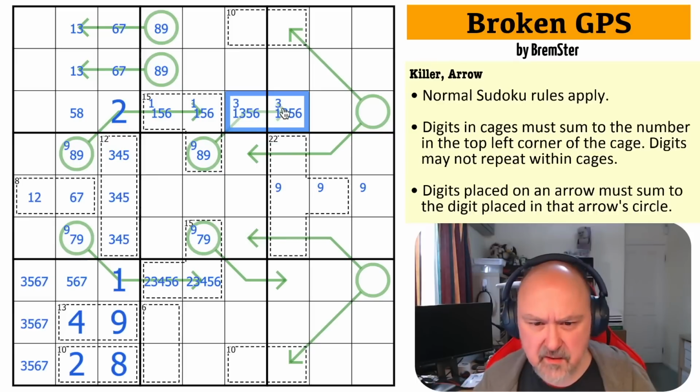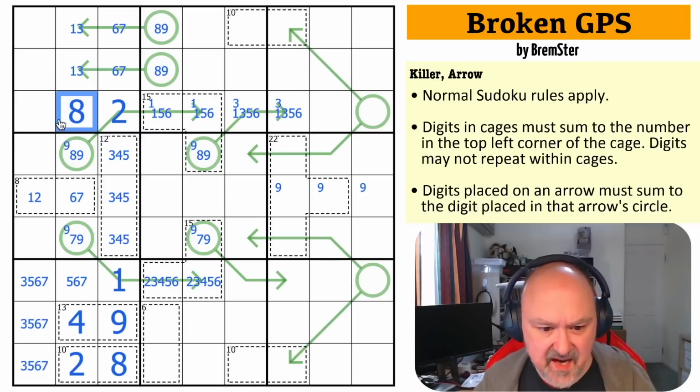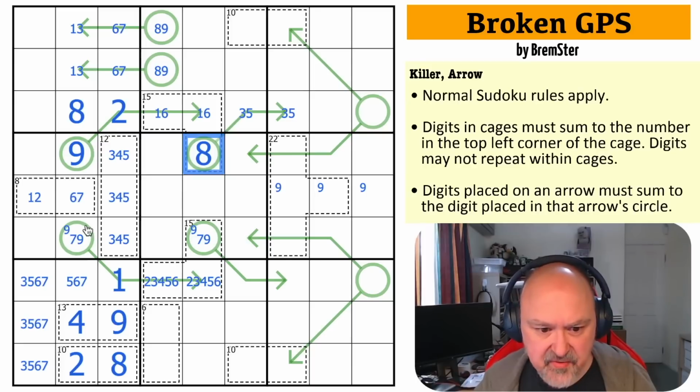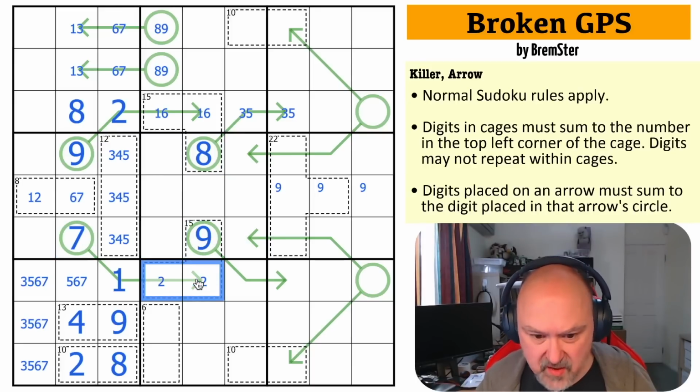There's a 3 here. If this is 3, 5, but that means this is the 8, this is the 9, this is now 1, 6, which means this is not 1, 6, this is 3, 5, this is the 8. The 9 makes this 7 and this 9. This means this is actually 1, 2, 4, which means this is 1, 5.